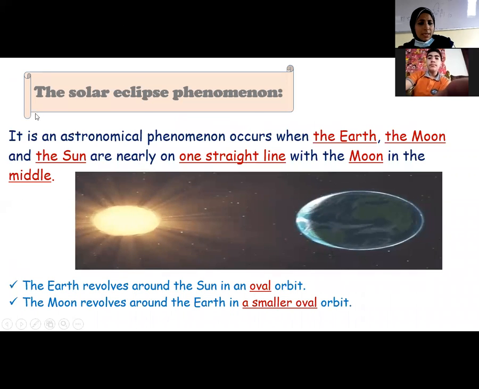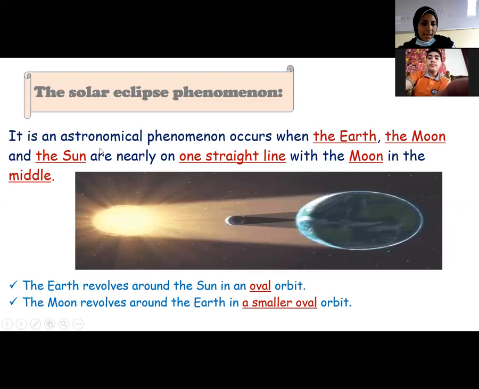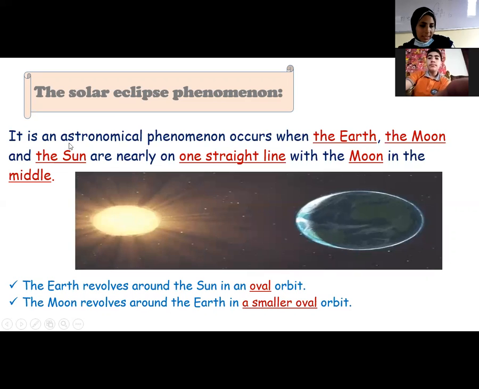Now we will talk about the solar eclipse. What do we mean by the solar eclipse? A solar eclipse is an astronomical phenomenon that happens when the sun, the moon and the earth are nearly on one straight line, like this.